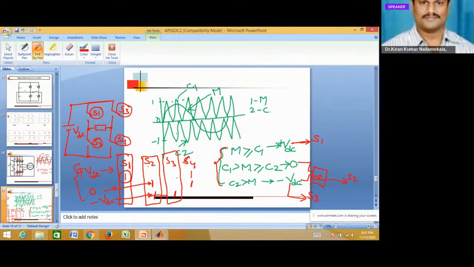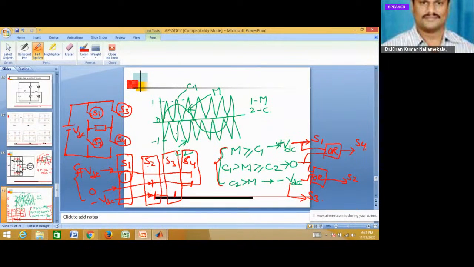Coming to S4, S4 is turned on for plus VDC and the 0 voltage level. So the plus VDC signal and the 0 voltage signal are both given to an OR gate, and the resultant gating signal is given to S4. This is how you generate the gating signals and give them to the corresponding switches. Is it clear?